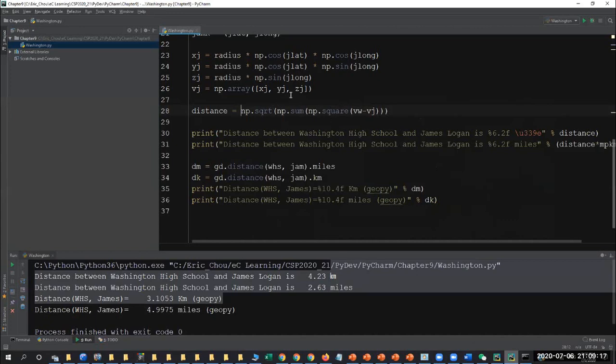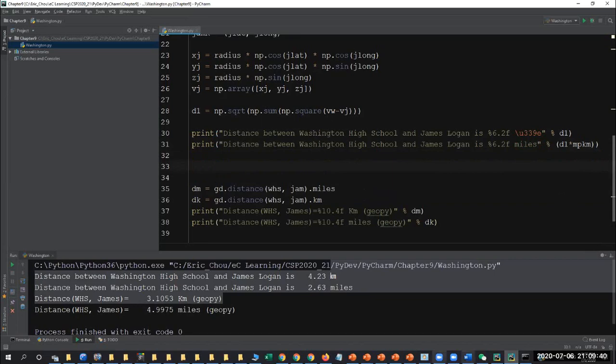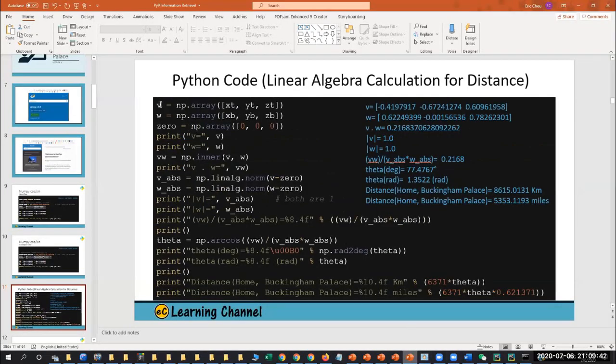This one should be okay, but this one, I don't know why, is actually not really that close. So let's call this one D1, okay? Call this one D1. So using D1, we get this result, okay? And let's try the other way to get D2. This way we can get D2.